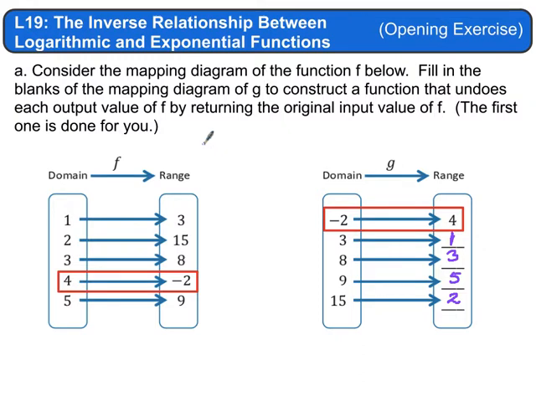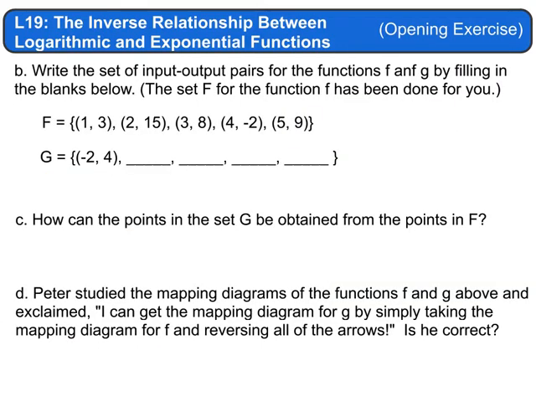And so you're going to see that theme today. So I'm going to just write that down. Our theme today in this lesson will be to switch the x and the y values between functions. So with that being the case, they give us in part B, write the set of input-output pairs for f and g by filling in the blanks. So they gave them to us in one order. They want us to put them in the other order.